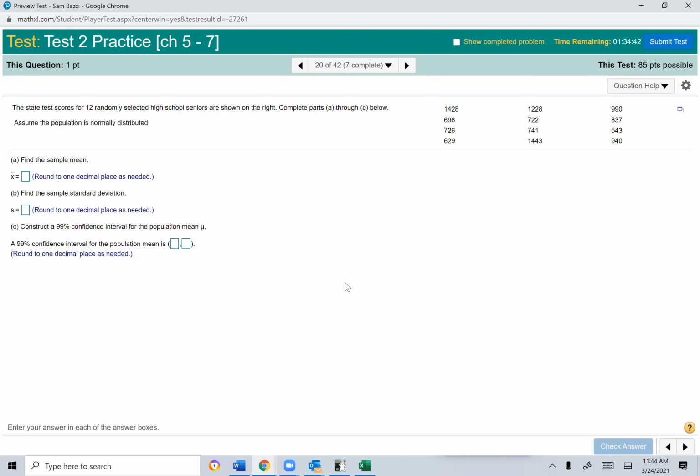The state test score for 12 randomly selected high school scores are shown on the right. Compute parts A through C below. Assume that the population is normally distributed. I don't want you to get confused when it says population is normally distributed, it means that sigma. All populations are normally distributed. It's when it says population standard deviation, you use Z.